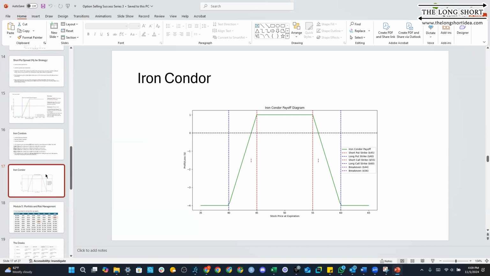So my advice will be: open up a paper trading account. Start putting these strategies on.